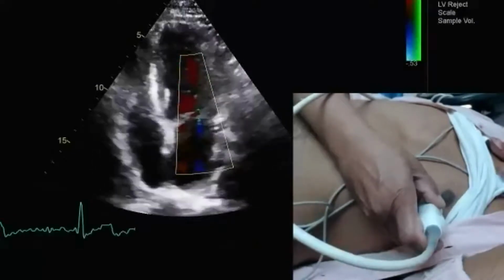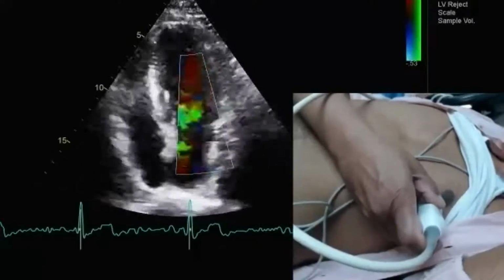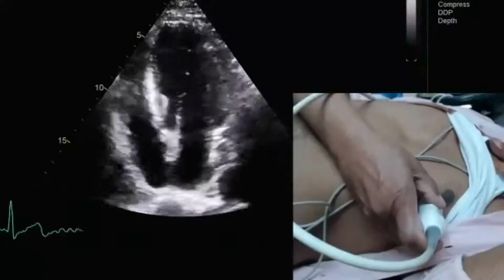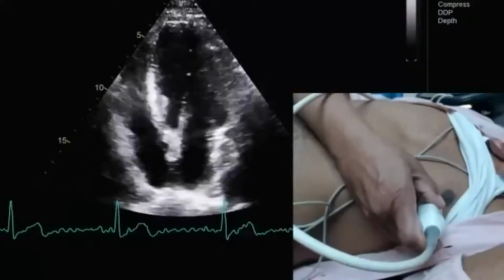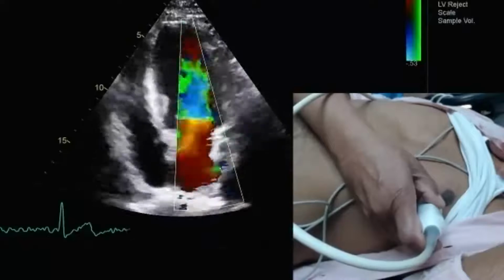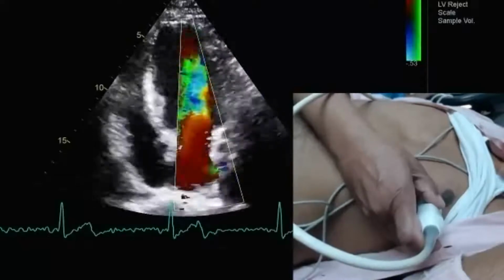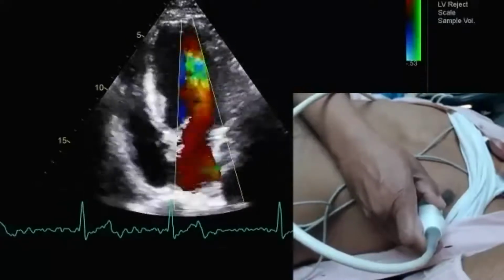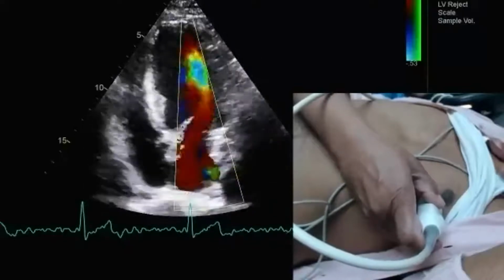So this is a color flow mapping, which Dr. Prashar showed you very categorically. This is a box of color. Now look at the box of the color. On the right side of the screen, you can see that this is a frame rate of 27 frames.